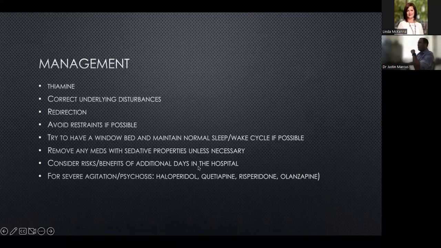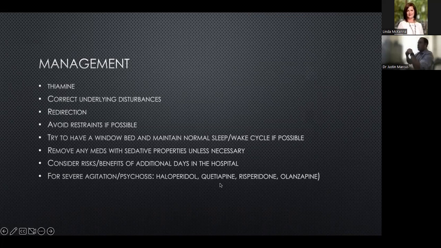Okay. Any medications with sedative properties, remove if possible. And not only that, but any medications, period, that aren't totally necessary. Recall what I said about interfering with the metabolism of other medications, which could be sedative, and with polypharmacy can combine to produce encephalopathy.